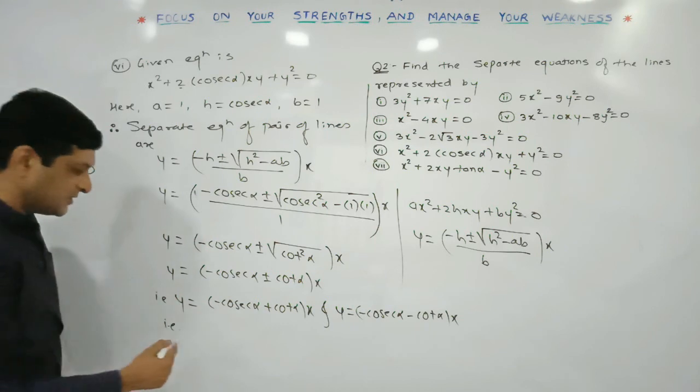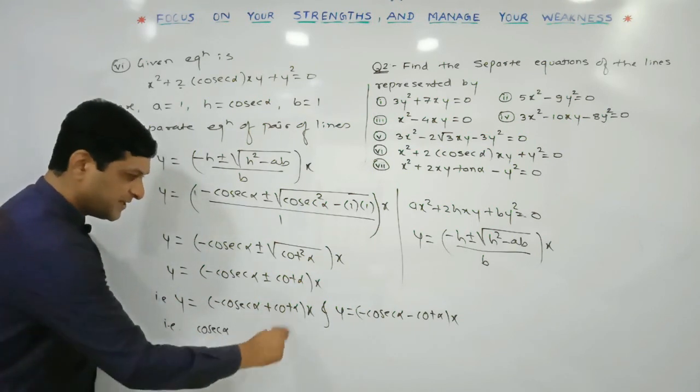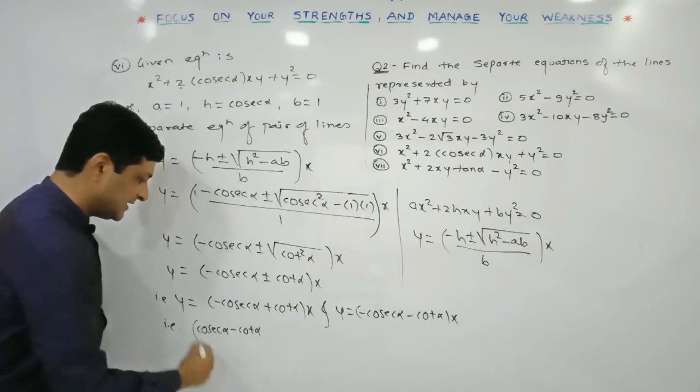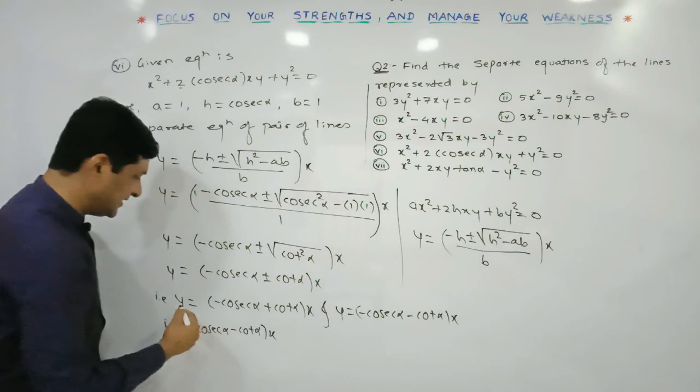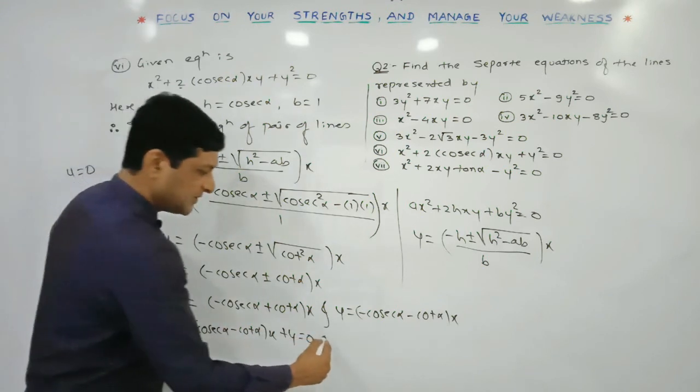Minus cosec alpha on this side will become plus cosec alpha, and plus cot alpha on this side will become minus cot alpha, isn't it? Into x, and on this side y is already there, is equal to 0. So this is the first equation of the line.